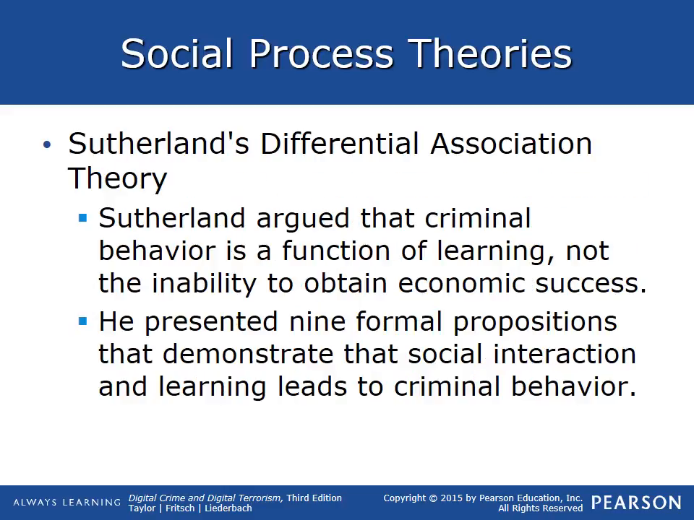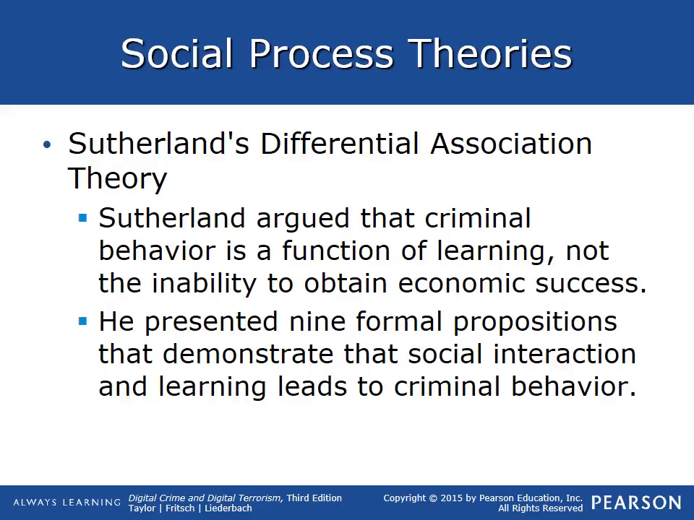And then we have Sutherland's differential association theory. And again, if you're over on page 54, we have Sutherland's nine theories here. Sutherland argued that criminal behavior is a function of learning, not the inability to obtain economic success. So basically what Sutherland is saying is, people are shortcutting themselves, and instead of going out and getting a formal education and trying, they're just saying to heck with it. I'm going to go out and do what I want to do because I can, and because I can hack, or because I can do things that other people can't do. I'm not going to worry about formal education. I'm not going to worry about careers, all that kind of stuff. I can make my living off something else.